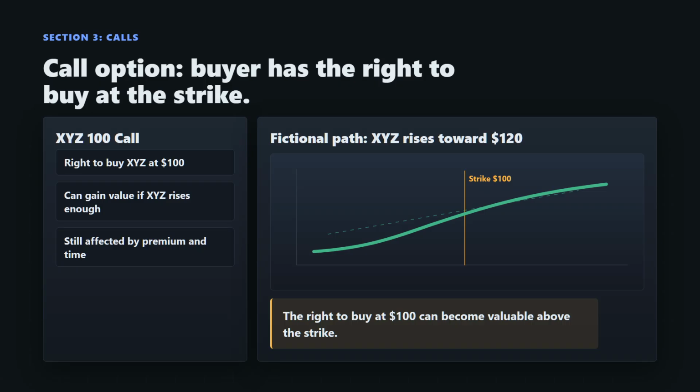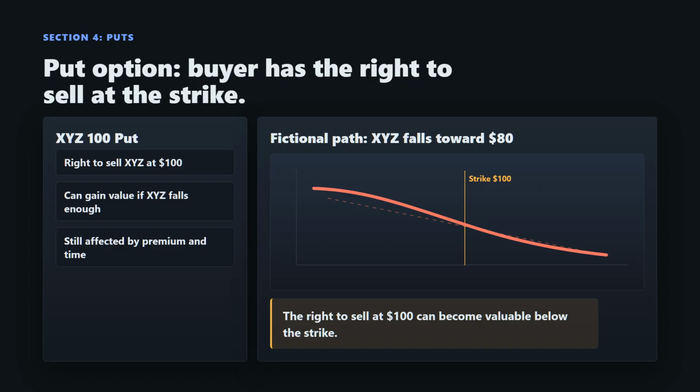Let's use a simple example. XYZ is trading at 100. A 105 call costs $2. A 95 put costs $1.50. If someone buys the 105 call, they are paying for the right to buy XYZ at 105. If someone buys the 95 put, they are paying for the right to sell XYZ at 95. Neither contract guarantees a profit. The call buyer needs the stock to move up enough, soon enough to overcome the premium. The put buyer needs the stock to move down enough, soon enough to overcome the premium. That phrase, enough and soon enough, is one of the big ideas in options.